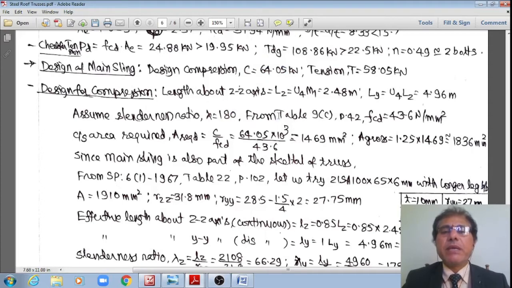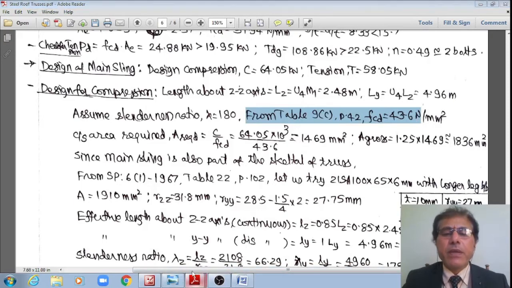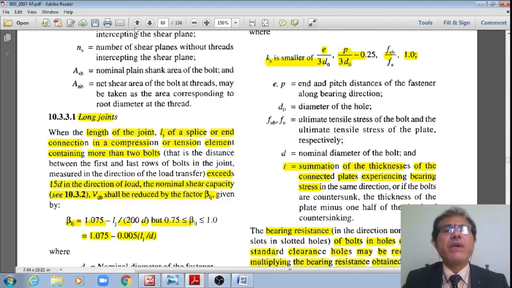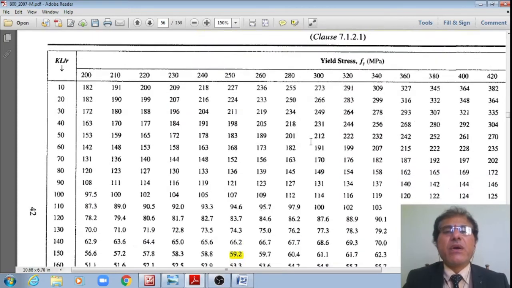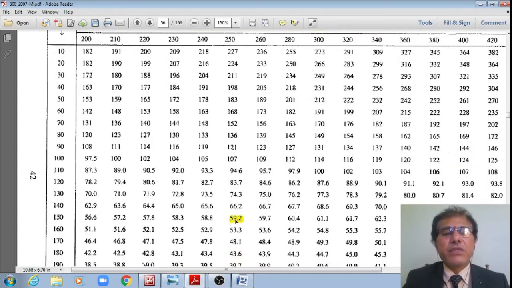Therefore, from Table 9C, from page number 42 of IS 800, let me go to that page number 42, student, right? Yes, page 42. Therefore, for fy equal to 250, I do have lambda equal to 180, and I have 43.6. Therefore, I am noting down the design compressive stress as 43.6.